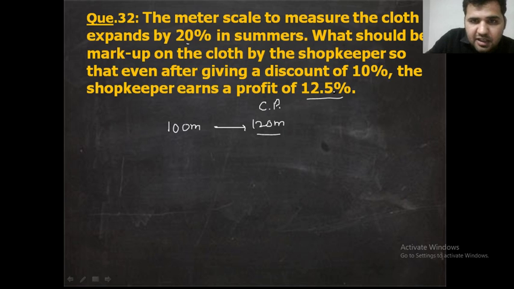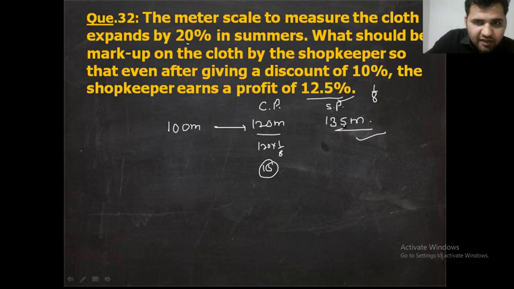अगर 120 मीटर पे मुझे 12.5% का प्रॉफिट चाहिए दैट इज 1/8. सो 120 का 1/8 कितना होगा? 120 का 1/8 वुड बी 15 मीटर. तो फाइनली मेरा जो सेलिंग प्राइस होना चाहिए दैट शुड बी ऑफ 135 मीटर. राइट, मेरा जो सेलिंग प्राइस होना चाहिए वो 135 मीटर होगा तभी मुझे 15 मीटर का प्रॉफिट मिलेगा 120 पे. एंड दैट इज अ प्रॉफिट ऑफ 1/8 व्हिच इज ऑफ 12.5%.